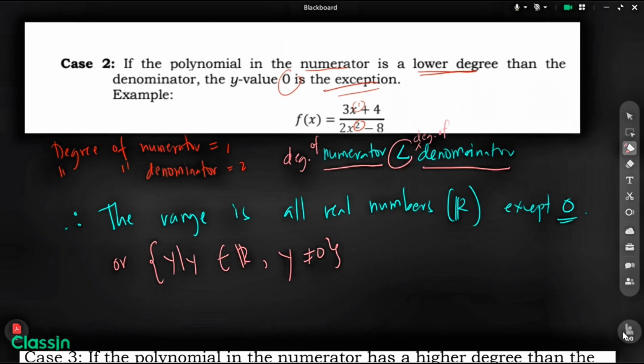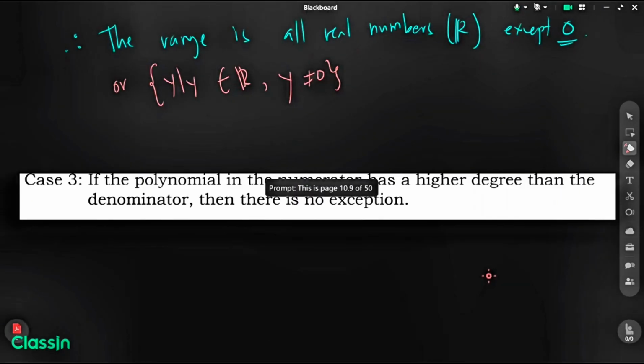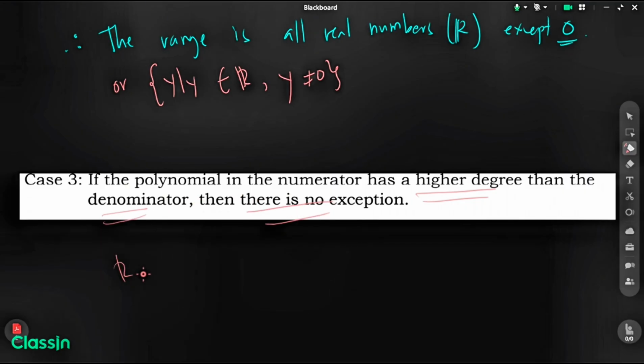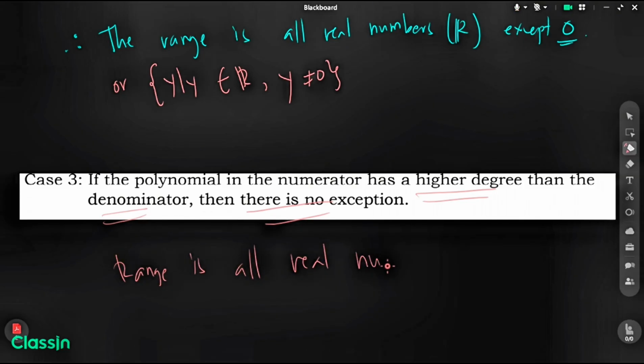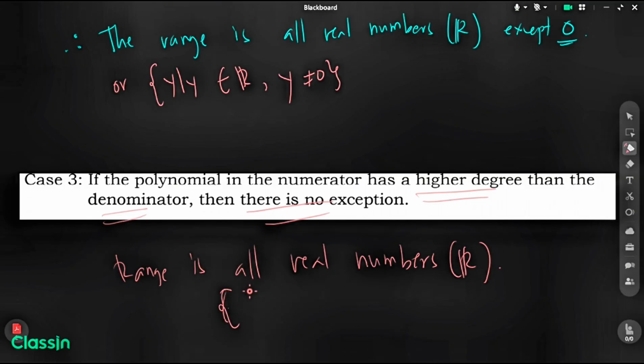Now let's move on. For our last case, if the polynomial in the numerator has a higher degree than the denominator, there is no exemption. So meaning the range is all real numbers, or the set of y such that y is an element of real numbers.